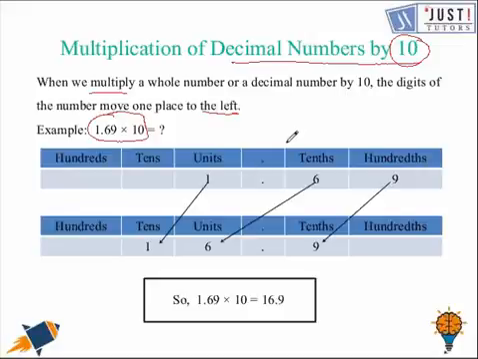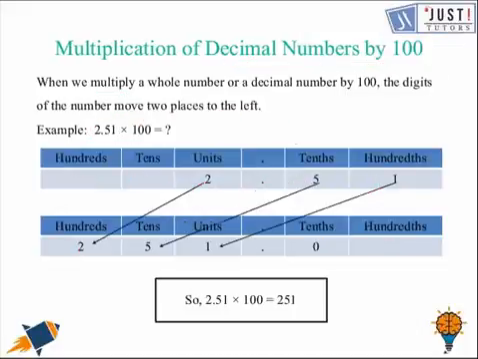So we are placing the number right in the place value chart, which is 1.69. Now we are shifting the digits to the left by one place. So the units digit would land into tens. The tenth digit, which is 6, would land into units, and then the hundredth digit, which is 9, would land into tenths. You can always fill the blank spaces with a placeholder, just not to get confused. So the answer for 1.69 times 10 is 16.9.